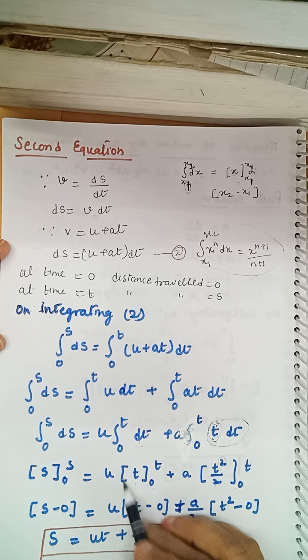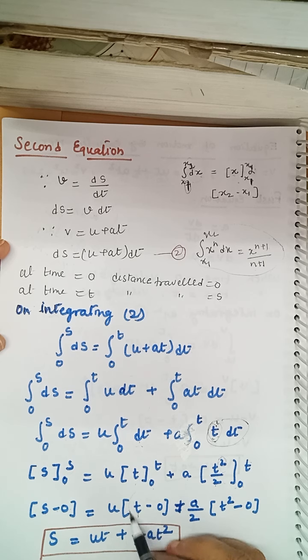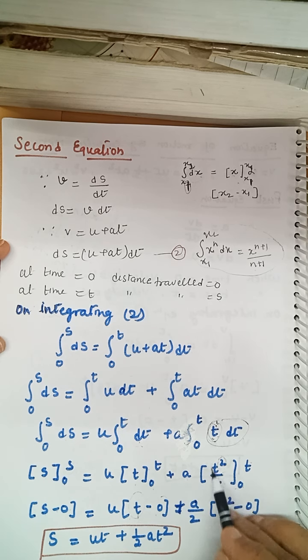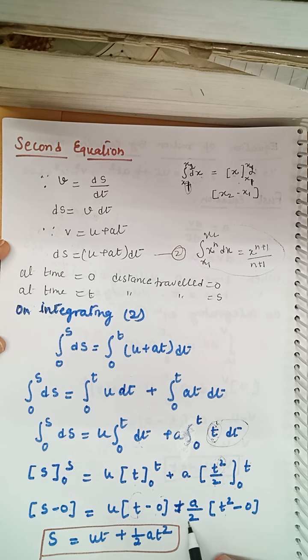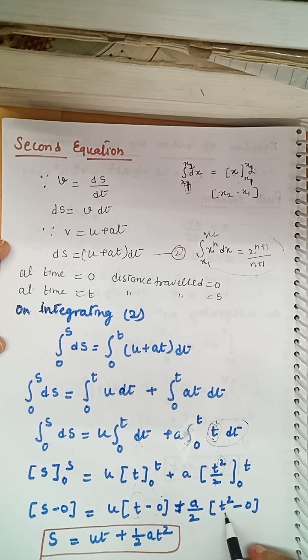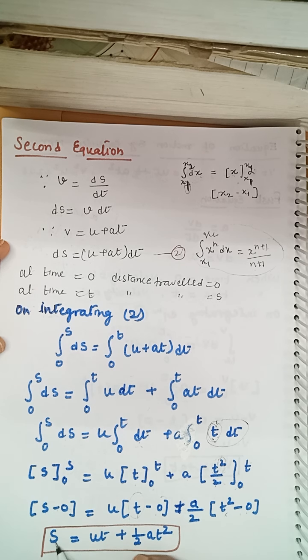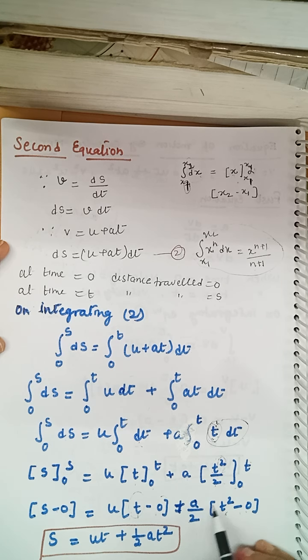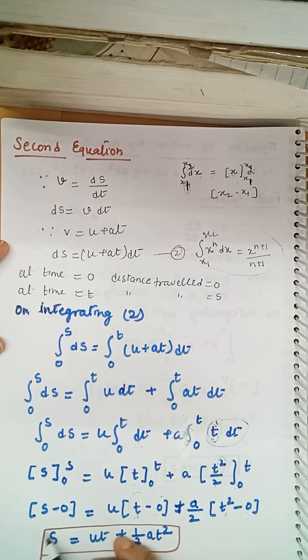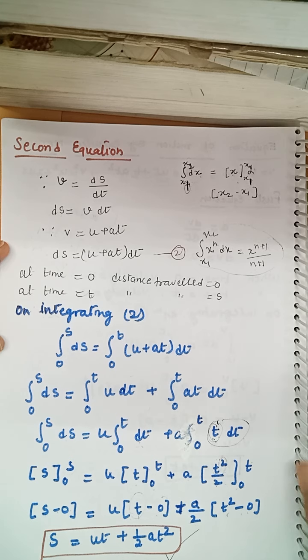Similarly here, in place of t you will apply the upper limit minus the lower limit. Similarly here you have t square, because 2 you have taken outside. So in place of t square you will write upper limit t square minus lower limit 0. That is why s is equal to ut plus half at square. This expression you have got.